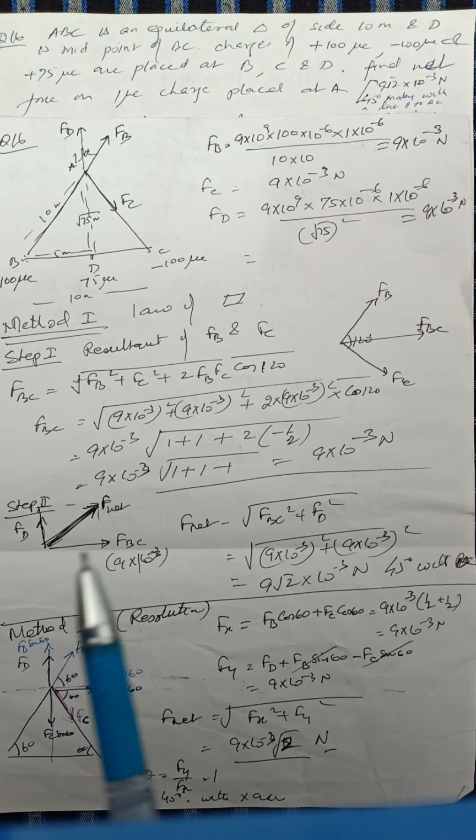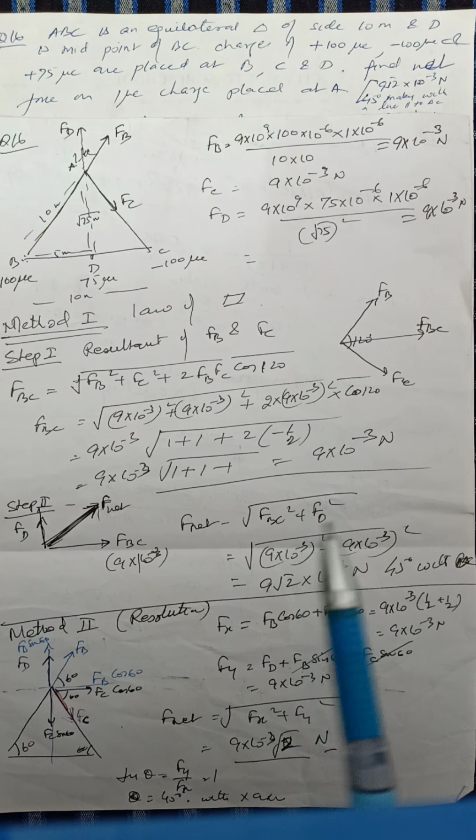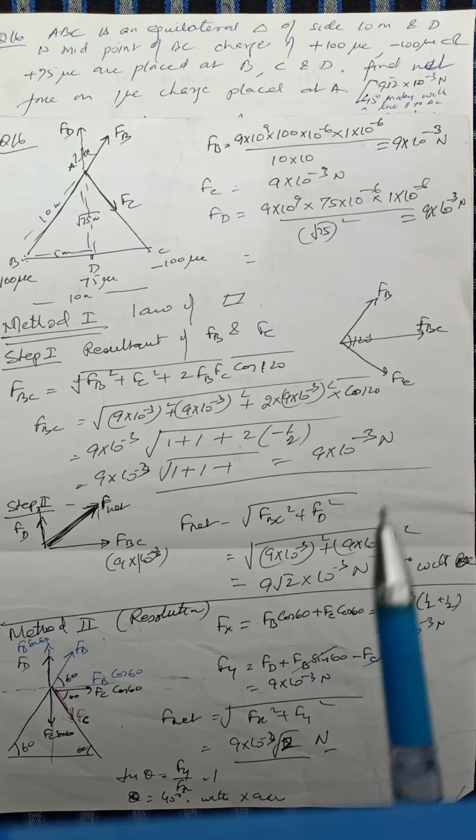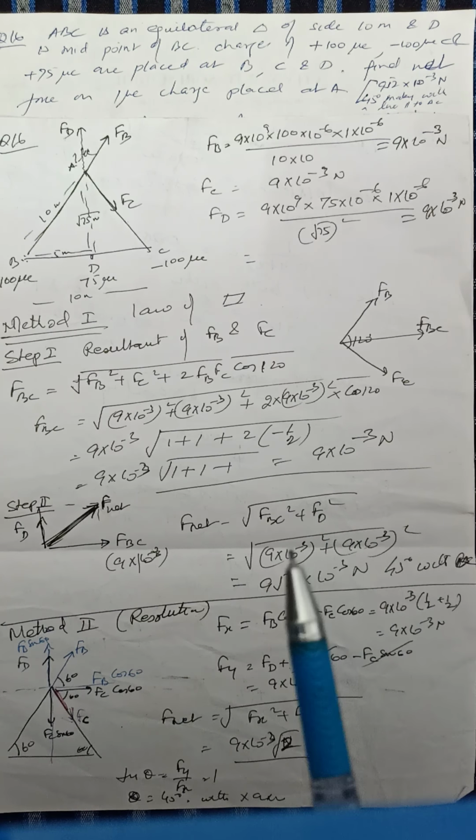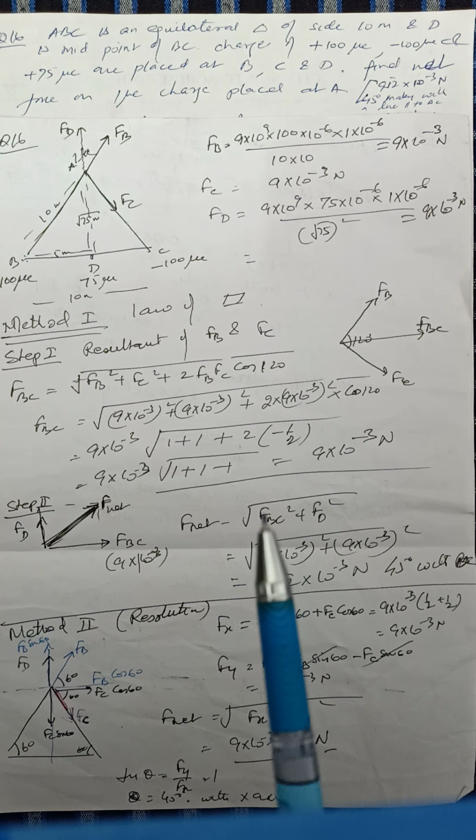Now FD is acting upward. In the second diagram, we select the resultant of the first two and FD, which is remaining. These two are perpendicular to each other. So we have to calculate the net force. When the forces are perpendicular, we apply a formula similar to the Pythagoras theorem, because the cos 90 term will become 0. So this is 9 × 10^-3.